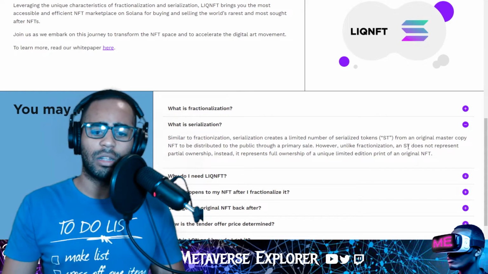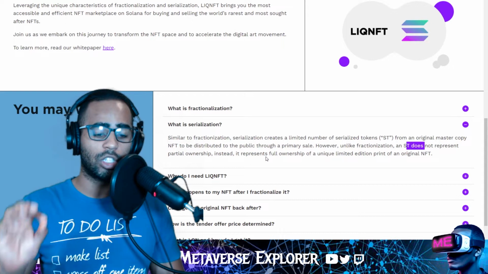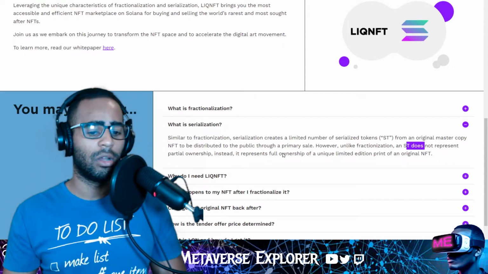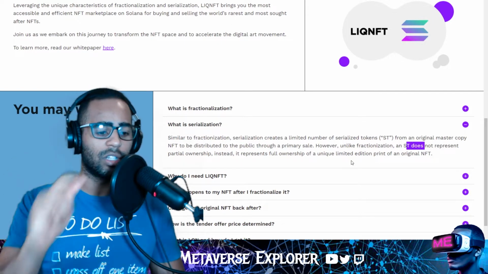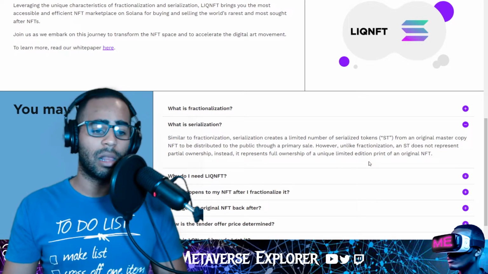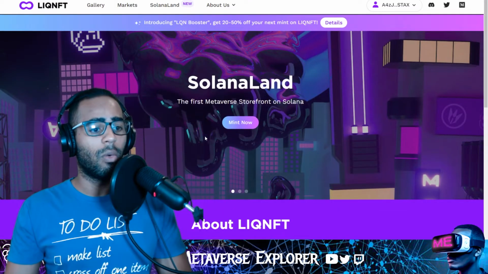Unlike fractionalization, it does not represent partial ownership. Instead, it represents full ownership of a unique limited edition print of the original. So it's a limited edition print of the original. I haven't seen many other projects in Solana do this at the moment, and LIQ NFT have won some prizes. So let's look at them for a while.